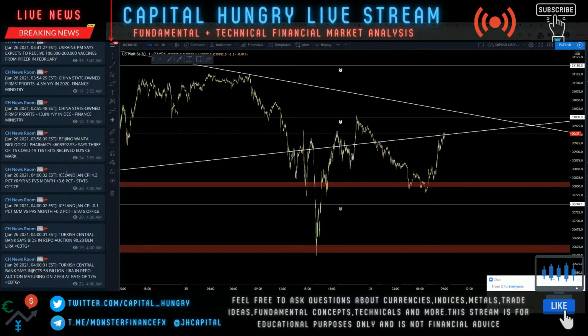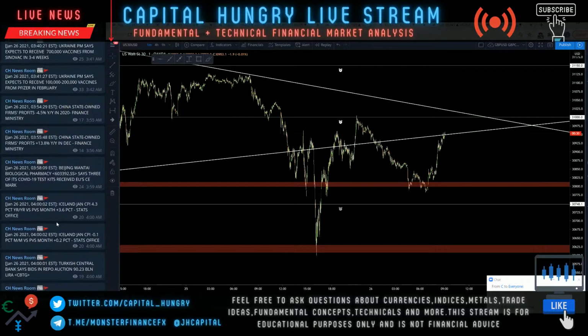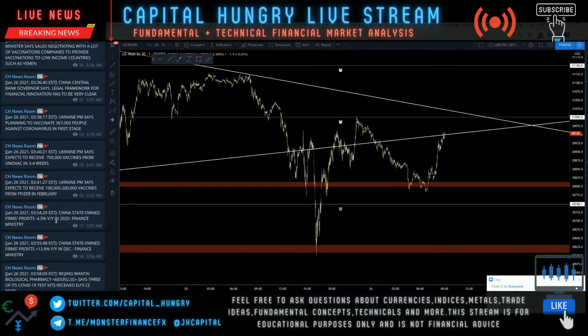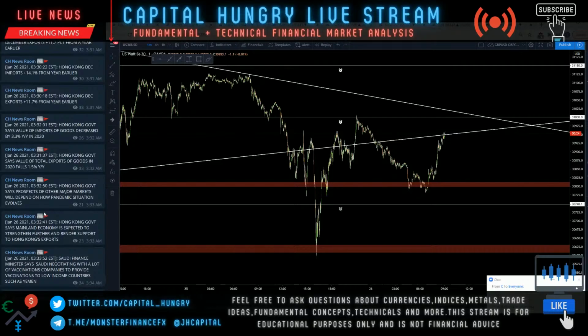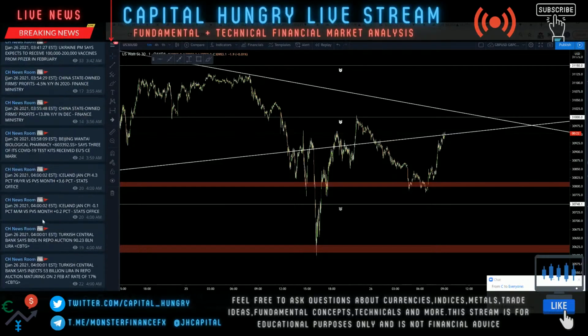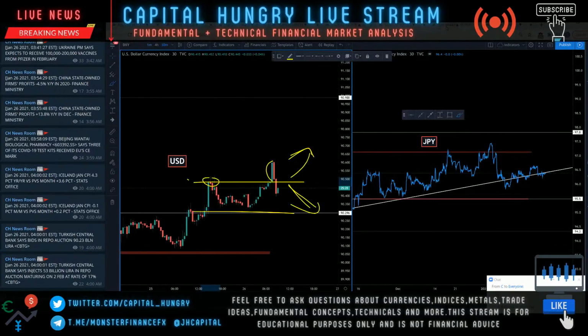Headlines to the left, primarily focusing on those UK vaccine headlines that brought some short-term negativity. Other than that, not much going on tonight. Fairly quiet. The dollar just snapped back right back into structure here, so I want to see what this new hourly and 30-minute candle does.